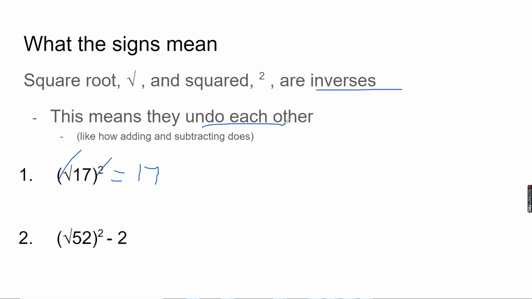For this problem here, we've got a little bit more because I said minus 2. So what we're going to do is we're going to solve this part first. I noticed that we have a squared and a square root. Those are inverses, they undo each other, so we're just left with 52. We still have our minus 2. 52 minus 2 gives me 50. So that's how you're going to simplify those expressions.